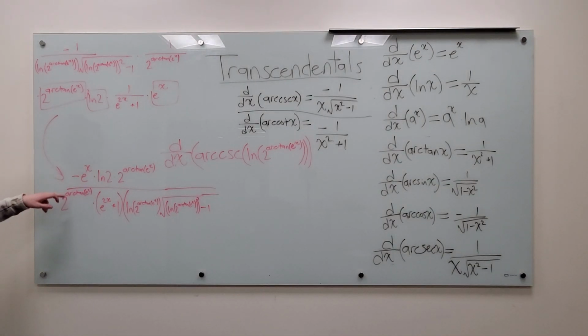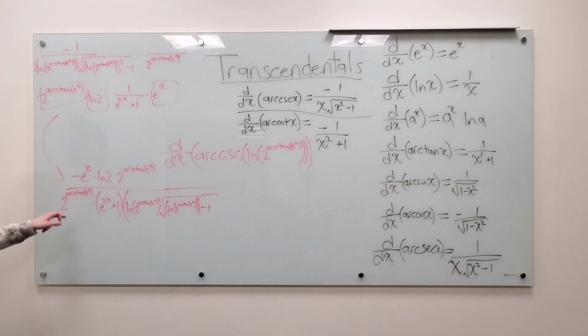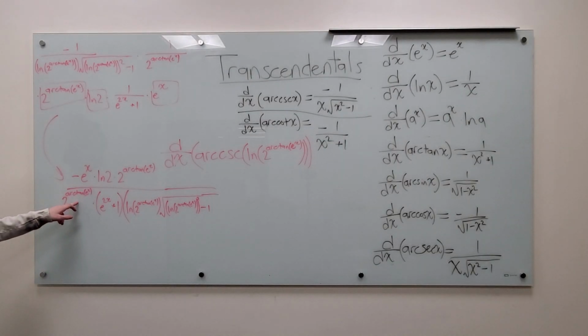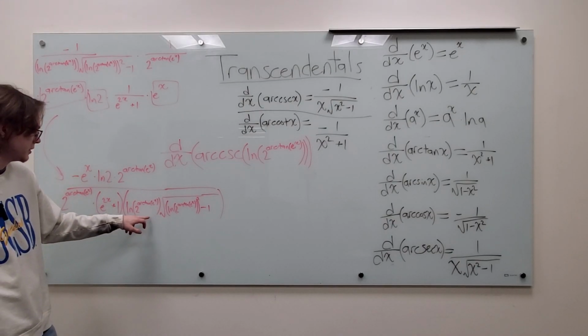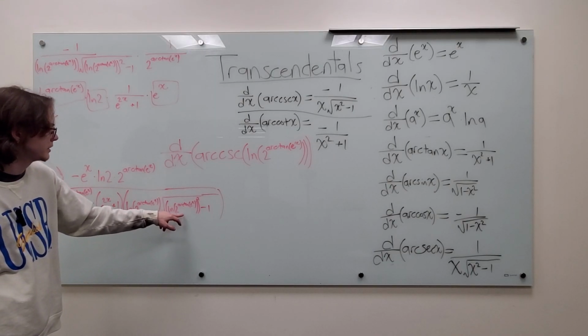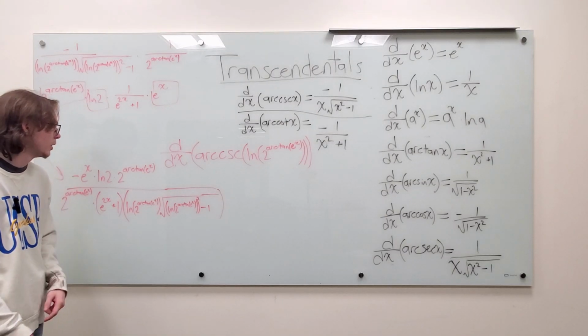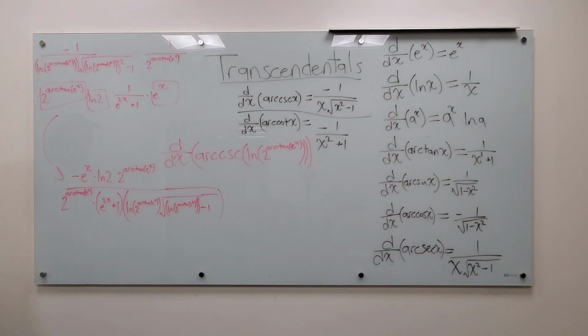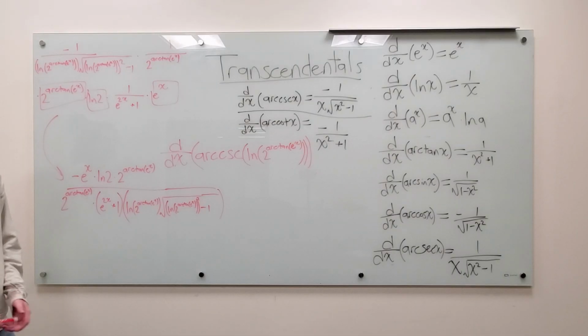So our final answer should be negative e to the x times the natural log of 2 times 2 to the arctangent of e to the x all over 2 to the arctangent of e to the x times e to the 2x plus 1 times, let me close that off there, the natural log of 2 to the arctangent of e to the x times the square root of the natural log of 2 to the arctangent of e to the x squared minus 1. There we go. Final derivative of the video.